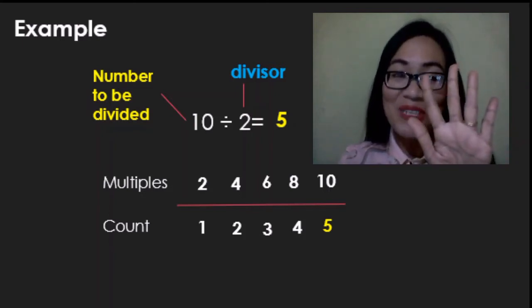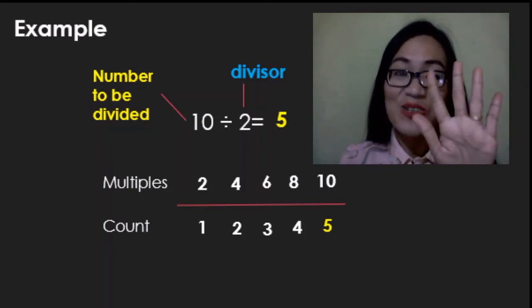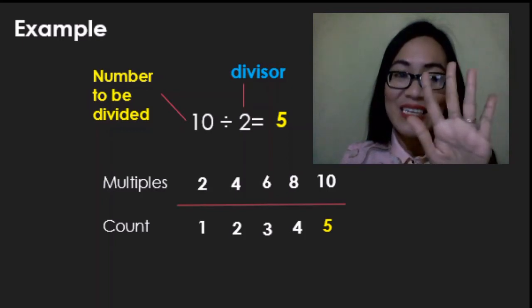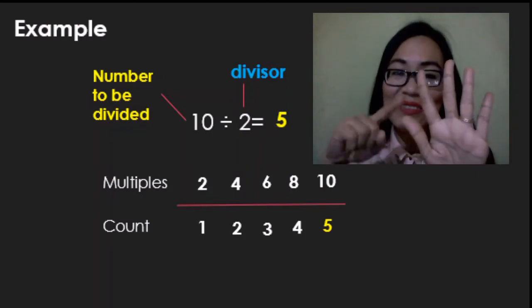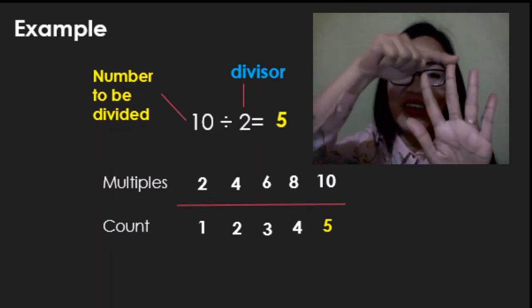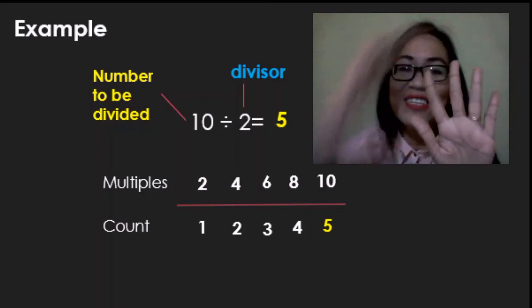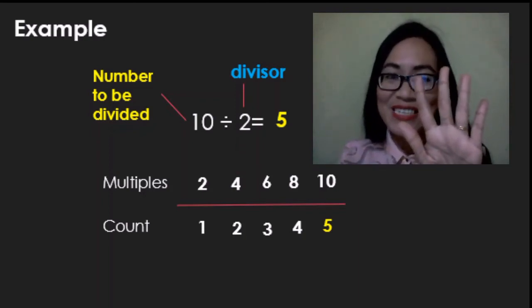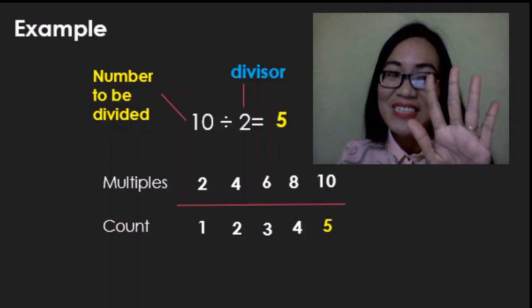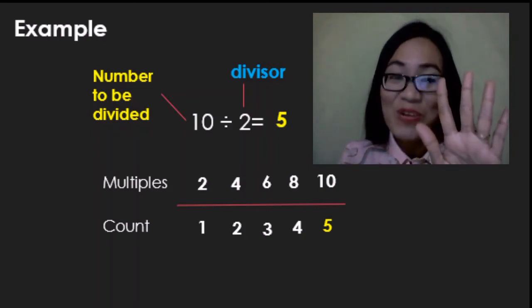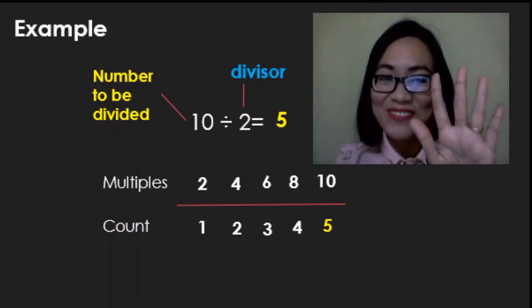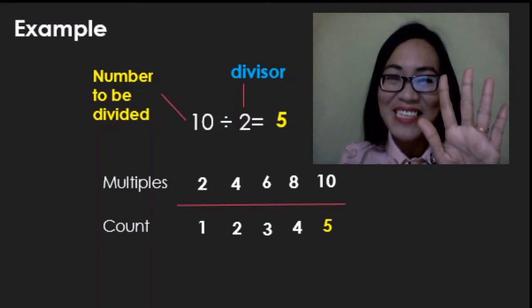Take note that the number to be divided is 10. So you have to stop at 10. Now tell me, how many fingers did you raise? Let's count. 1, 2, 3, 4, 5. There are 5 fingers. So therefore, 10 divided by 2 is equal to 5. Excellent.